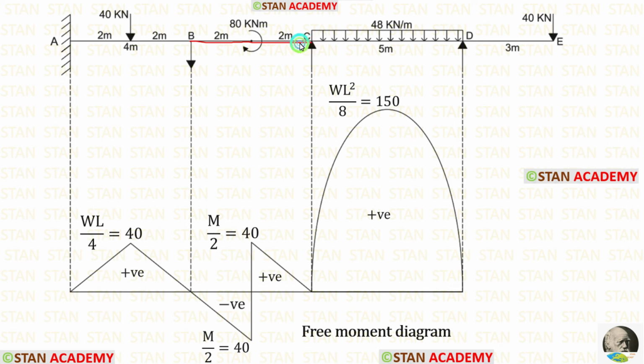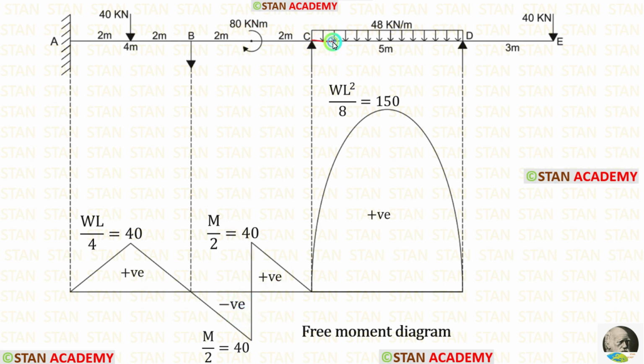In the span BC, there is a concentrated moment. The concentrated moment is acting in the center and it is acting in the clockwise direction. The formulas to find out the maximum bending moments are M upon 2 and M upon 2. Here the moment is 80, so 80 by 2 we will get 40. On the right of the moment it will be positive and on the left side it will be negative.